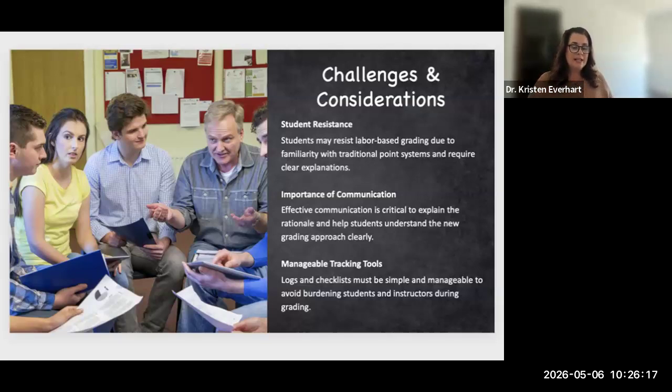And then manageable tracking tools, so logs and checklists being simple and manageable and avoiding burdening students and instructors during grading. So I created that labor log table where they put in the date and they put in the activity and the amount of time. I also love reading their any concerns or challenges column, and it really does feel like I'm having a conversation with each student, but it takes time.